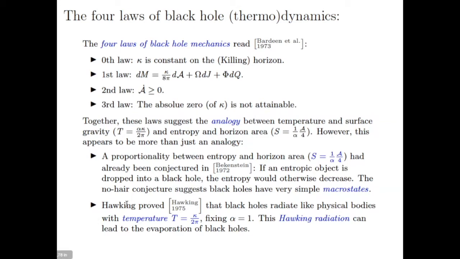And then there was this famous result by Hawking about Hawking temperature and Hawking radiation, according to which black holes actually radiate like physical bodies at a temperature that is given in his calculation exactly by kappa over 2 pi, which now fixes this parameter alpha that I carried along to be 1. So alpha is 1 here and here. And this so-called Hawking radiation can lead to the evaporation of black holes because it carries away energy from it. So this suggests that there is a genuine black hole thermodynamics described by these 3 laws.